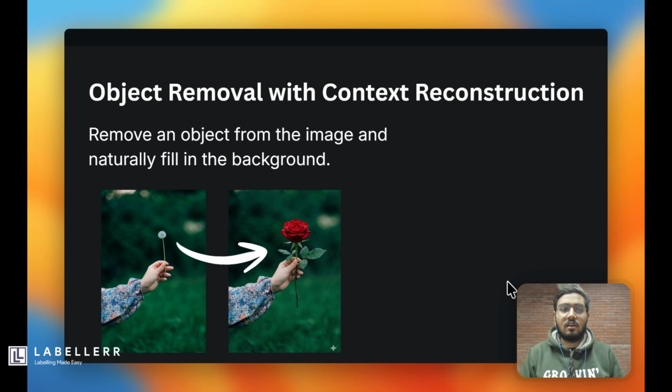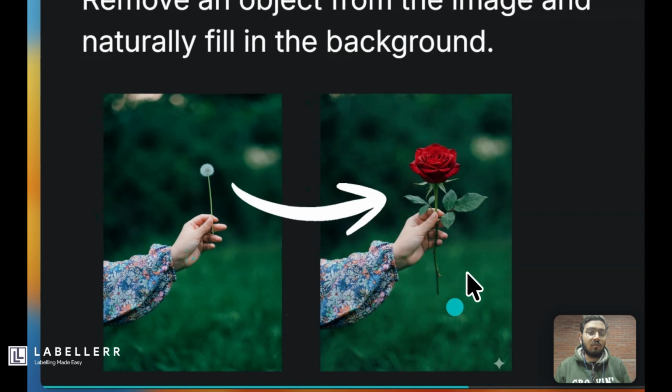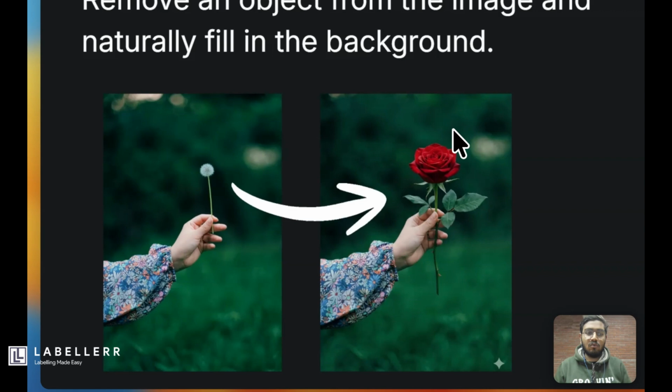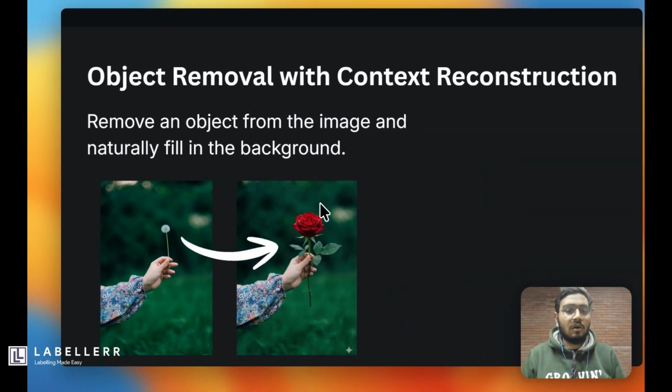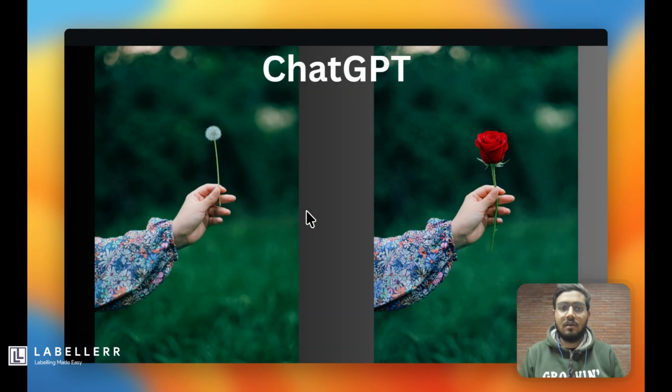Now let's see our next criteria, which is object removal with context reconstruction. In this, we remove an object from the image and actually fill in the background. So if I want to remove an object and in its place add another object, I will use this kind of prompt method in AI image editing. Let's see which model performs better.